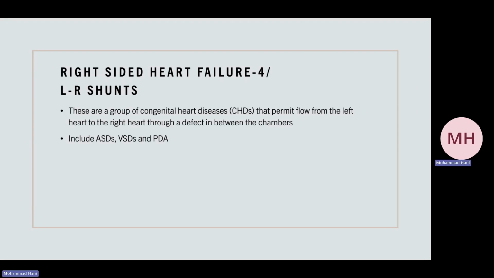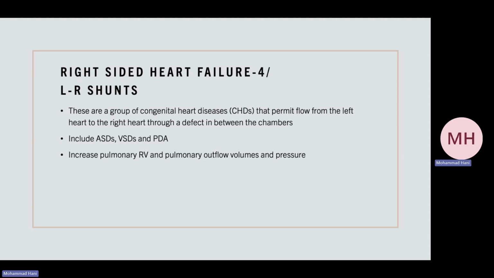What happens in this is basically when you have a left to right shunt, as the name implies, you shunt from the left heart to the right heart through these. Since the pressure in the left heart is greater than the pressure in the right heart, blood generally flows from the left side to the right side. If it flows through the ASD, the atrial septal defect, it increases the pulmonary and right ventricular volume and pressures.